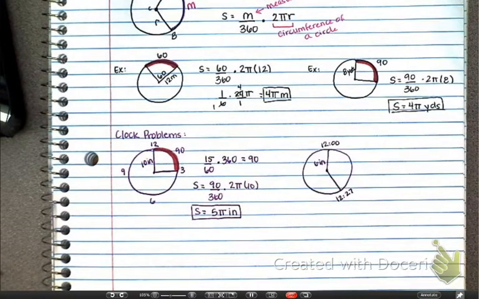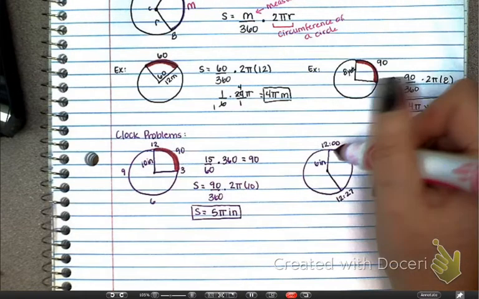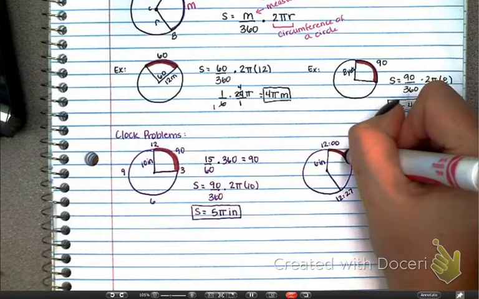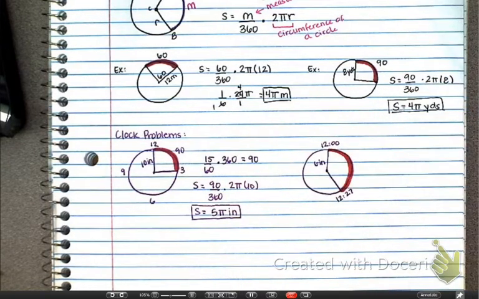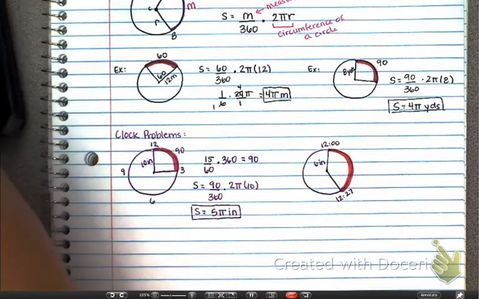Okay, so you have the minute hand. It starts at 12 o'clock and it goes to 12:27. I want you to find the measure of that arc, or that arc length, I should say, excuse me. So you're looking for the length of that arc. So use what we just talked about and find the length of that arc.